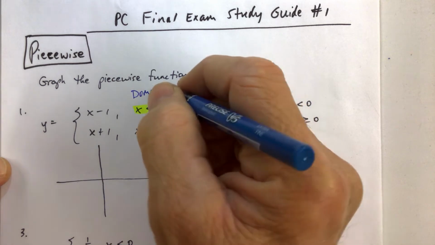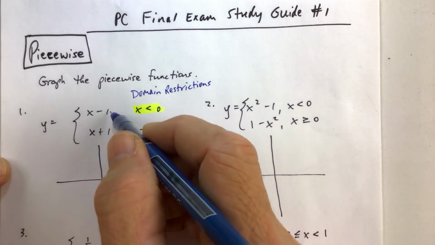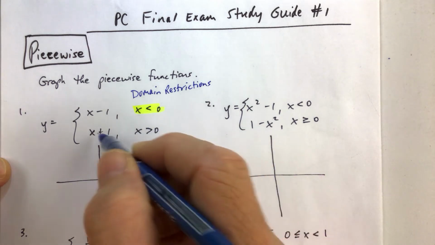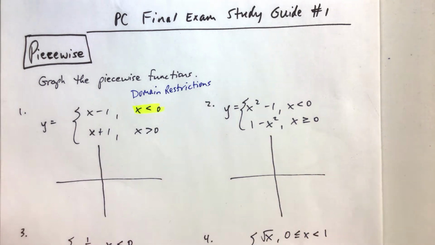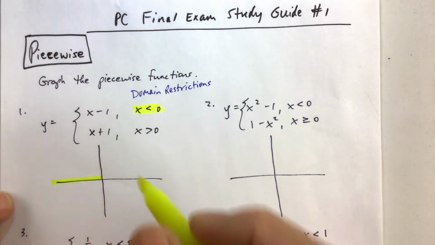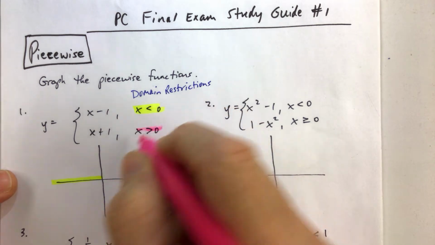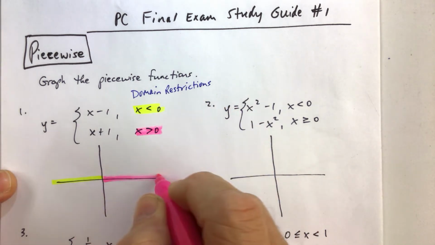You have certain values for x that you're allowed to use for the first piece, and then other values for x you're allowed to use for the second piece. So the graph will behave according to which piece you are on currently. So the x values that are less than 0 are all of these. Okay, and then the x values that are greater than 0 are all the ones over to the right of the y-axis.